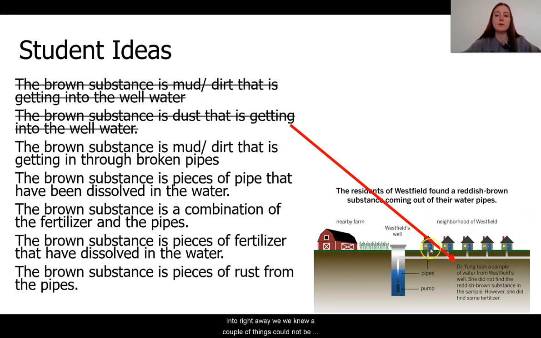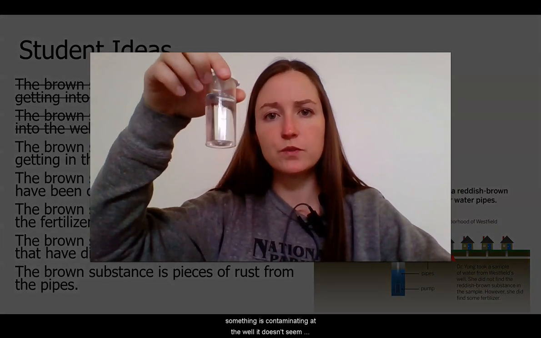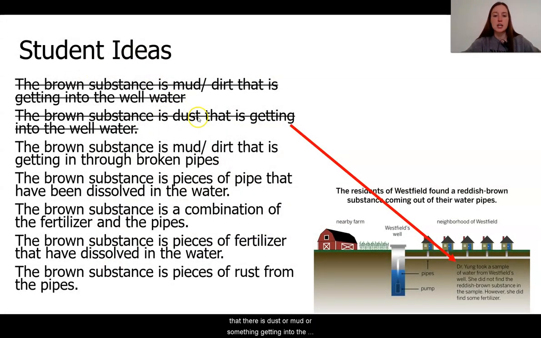And so right away, we knew a couple of things could not be true. So the first is that we know that the well water, to remind us, is actually clear. And so it's very unlikely that something is contaminating the well. It doesn't seem that there's dust or mud or something getting into the well water, because we do see that the well is clear. The brown substance is happening in the homes of Westfield. So it seems to be something that is occurring along this pathway. And so we started to collect evidence about how to figure out what could be going on in this water.